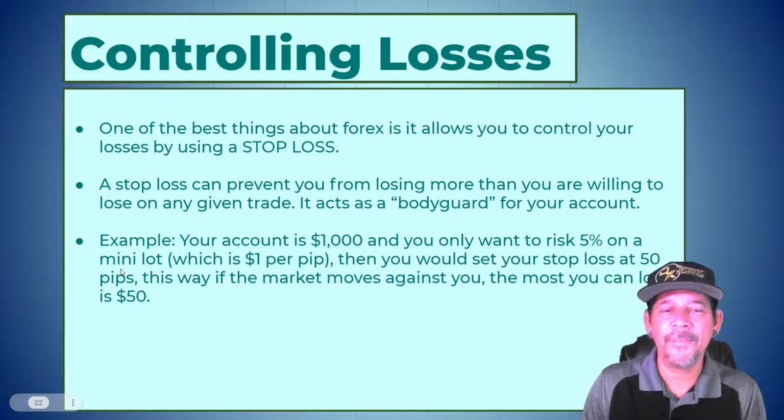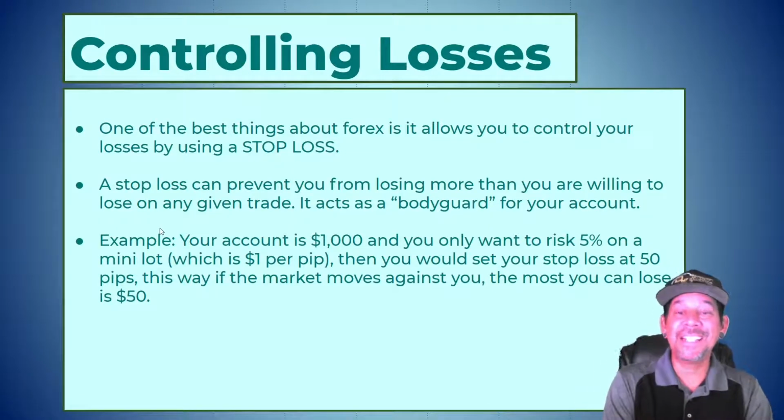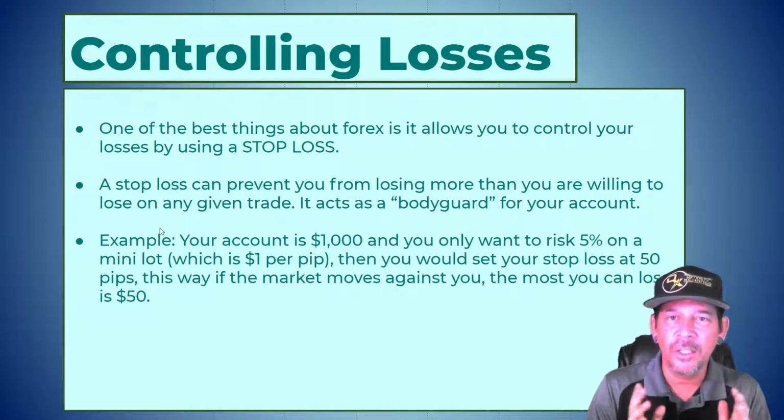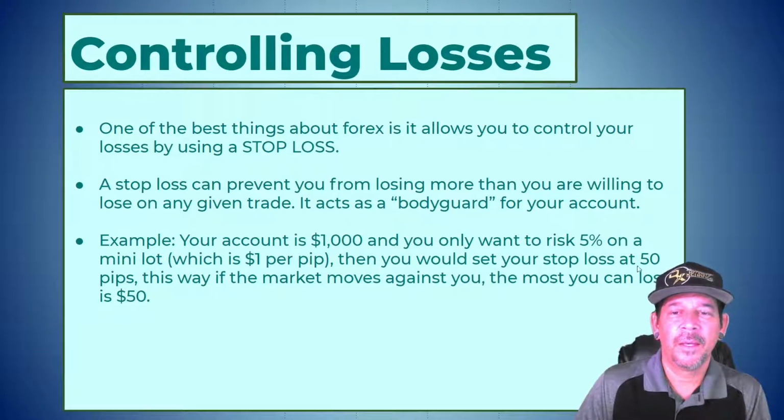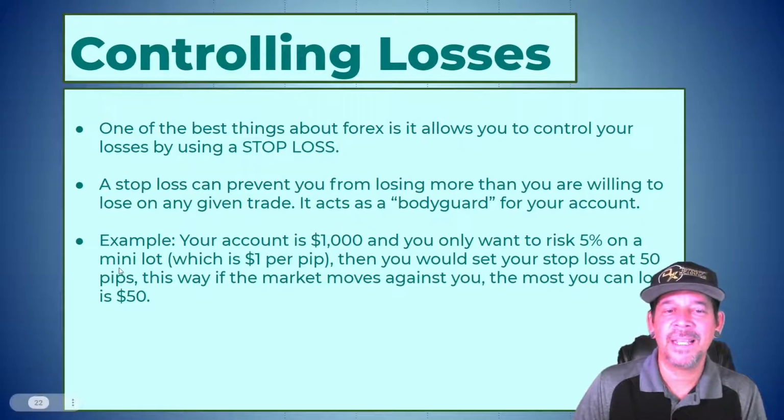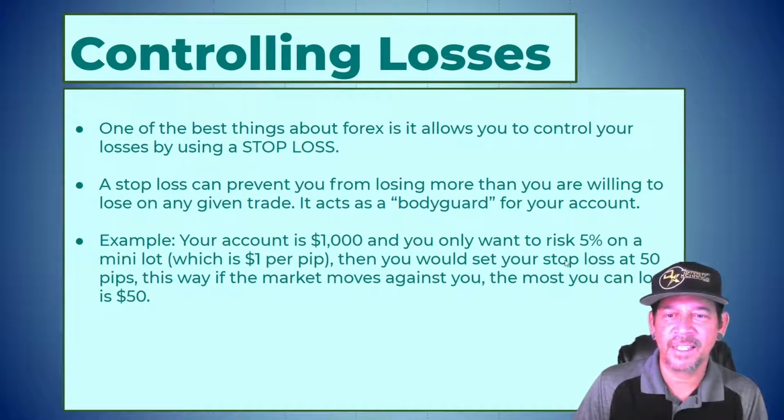Why is that? Well, if the market moves against us, the most that we are going to lose is $50. So let's go over that. If we set our stop loss at 50 pips and we place a mini lot, that's $1 per pip. If the market goes against us 50 pips, that's $50, which is 5% of our $1,000 account. So we would set our stop loss at 50 pips.